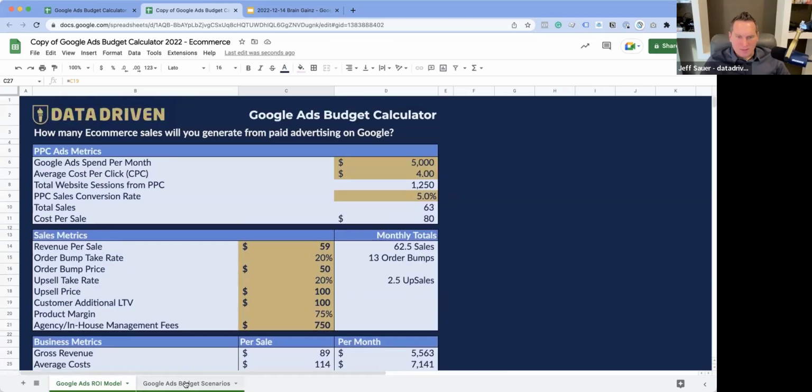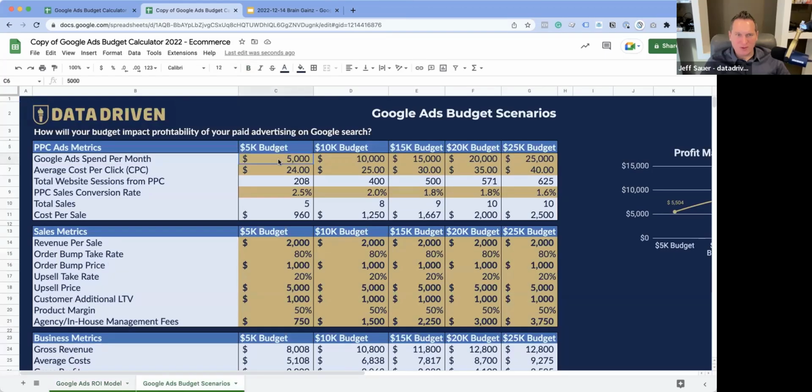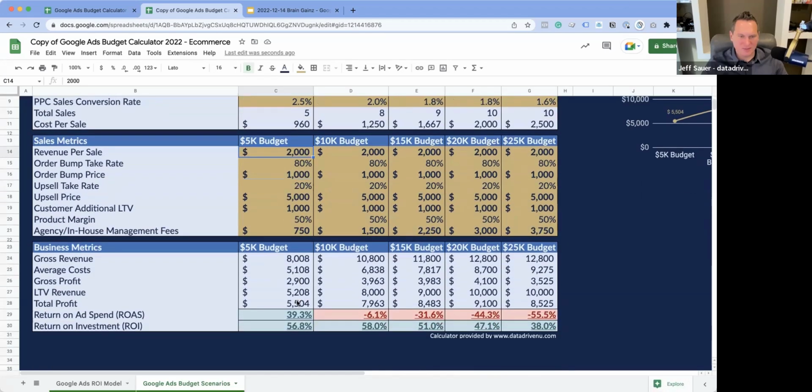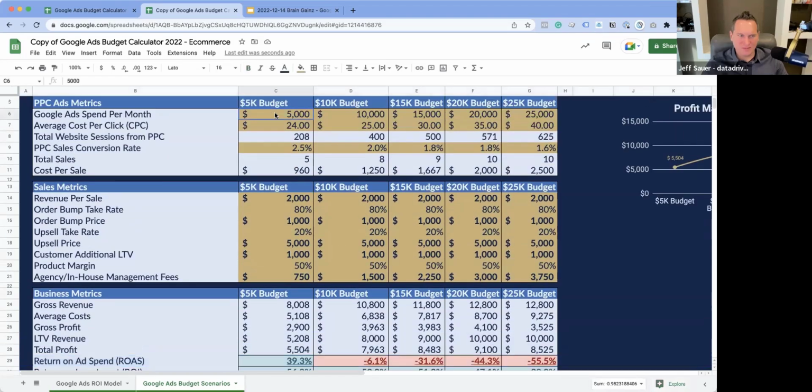So that's part one. And then part two is, okay, let's see what the sweet spot is for how much we think we should spend. 5,000, 10,000, 15, 20, 25,000. These are a little bit different numbers, as you can see here. This isn't the same numbers that carried over from there. But if you were to go through these numbers, and we have it at $24 a click, a little bit more expensive, or more revenue per sale, as we can see here. You can see the different scenarios. The highest ROAS is here.